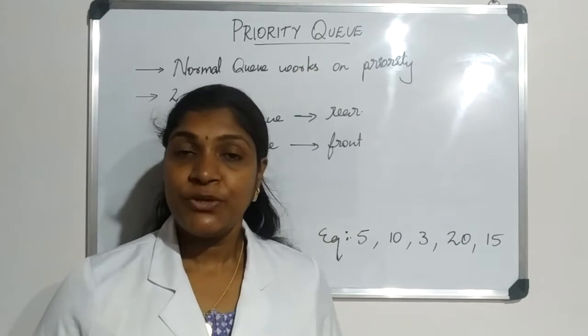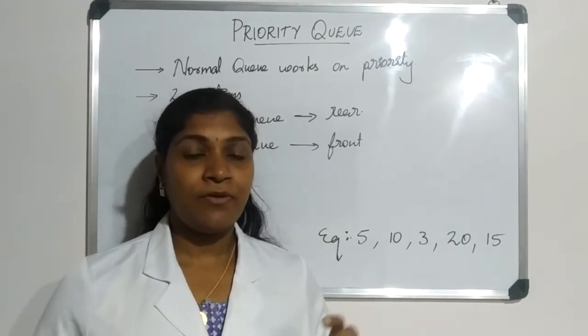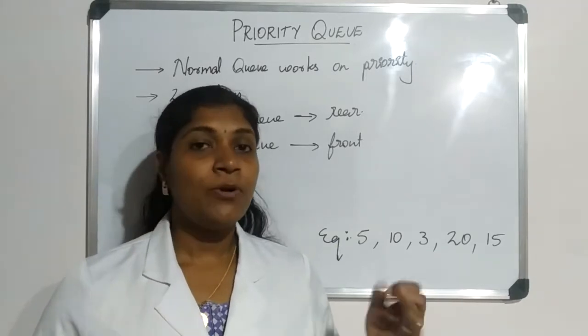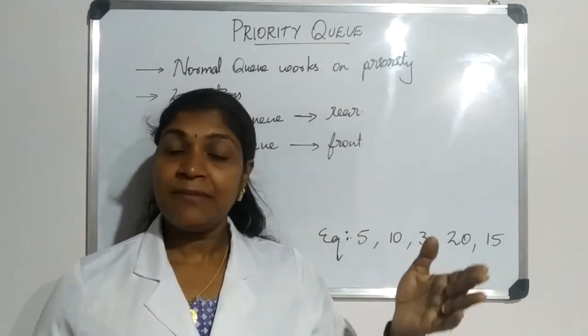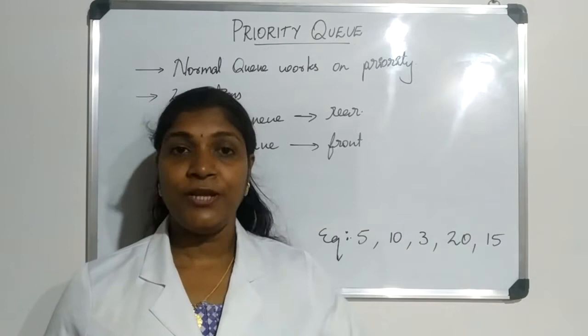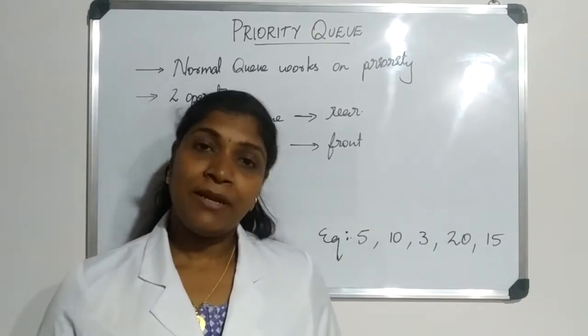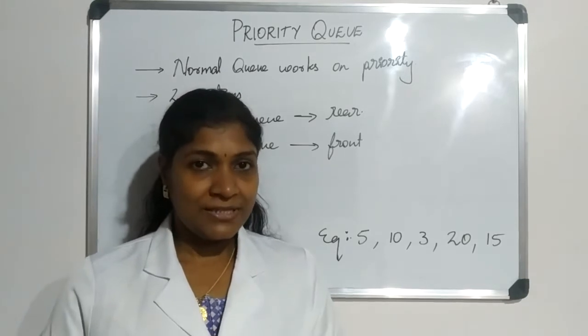So in a normal queue, what were the operations? We were performing two main operations, the NQ and the DQ operation. What was NQ? NQ is nothing but the insertion of an element into the queue. Then DQ is the deletion of an element from the queue. So you are clear with this concept, right?